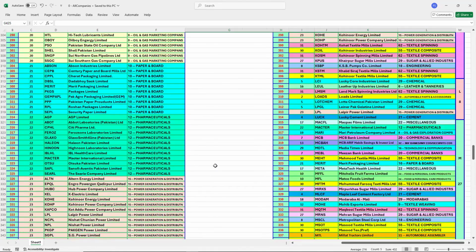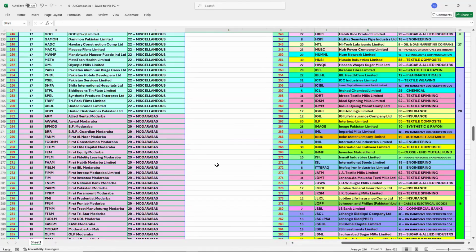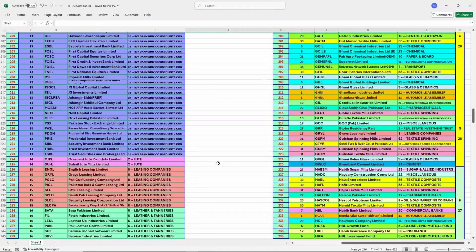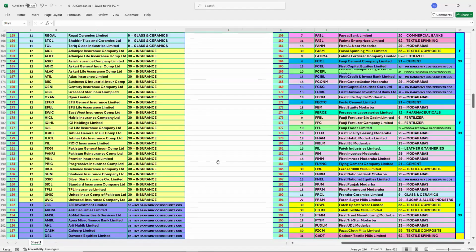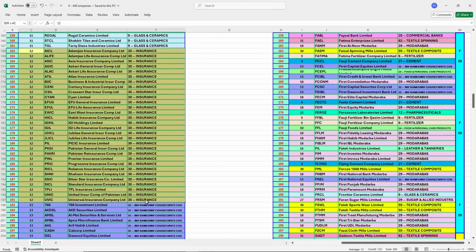So we are probably going to work on sector number 12 in this video. That is sector number 12 right over here in the yellow color. These are the various companies, and the 30 that you see over here refers to the number of companies in the sector, and the sector name is nothing but insurance.